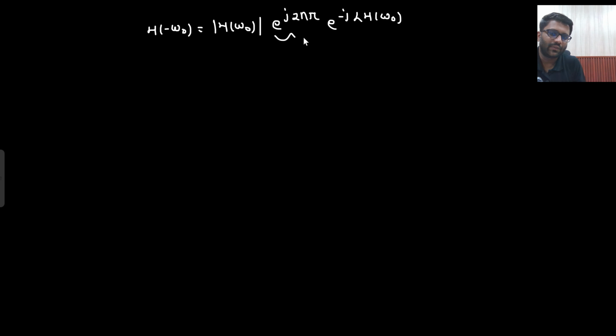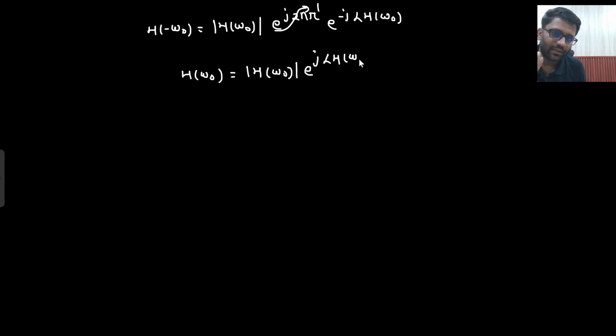So what are we getting? H of minus omega naught is mod of h of omega naught, e to the power j 2n pi, e to the power minus j angle of h of omega naught. What is the value of e to the power j 2n pi? It is 1, always. So what did you get to know? That your h of omega naught was mod of h of omega naught e to the power j angle of h of omega naught. This was already there.